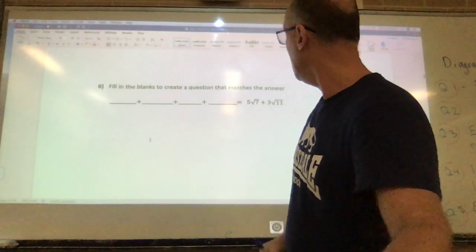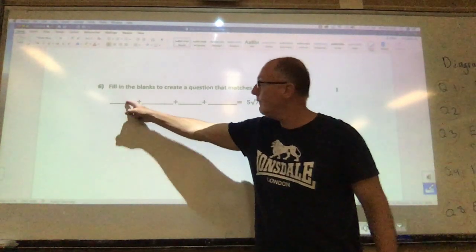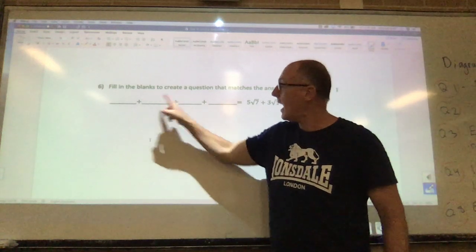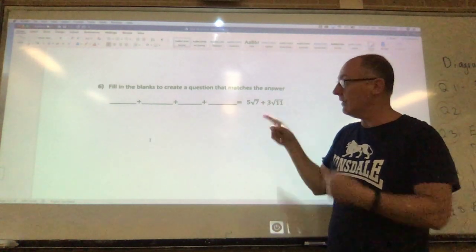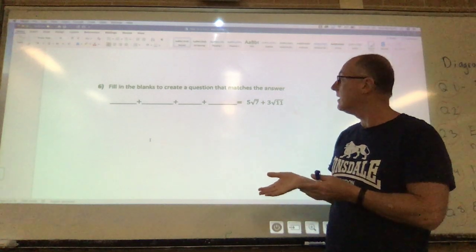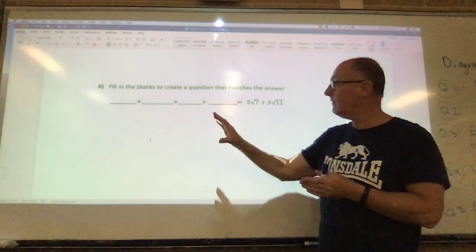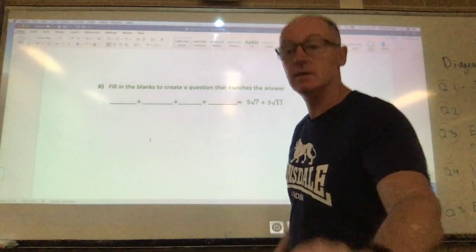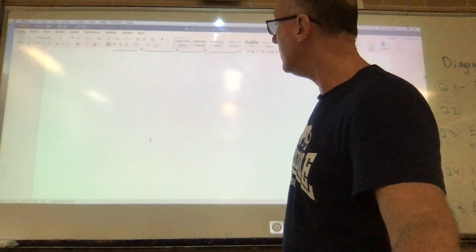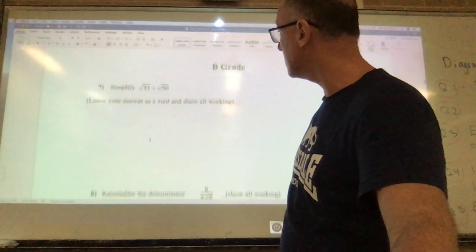Question 6 is asking you to write 4 numbers here that, if you add them together, you get this answer there. That once again, there's more than one answer. There are several answers you could have to add 4 different surds to give you that answer. Okay? Now, if you have any questions about these, you can ask your teacher.